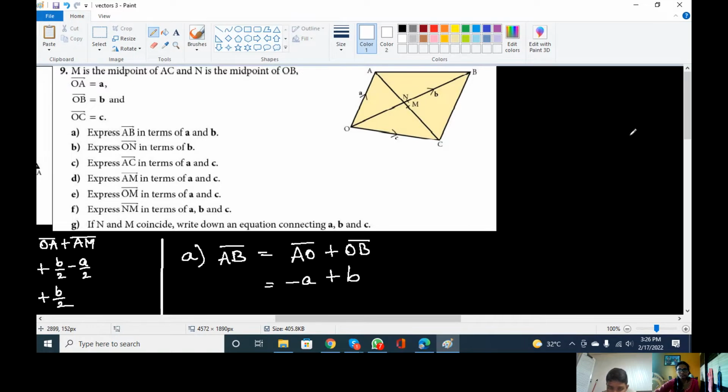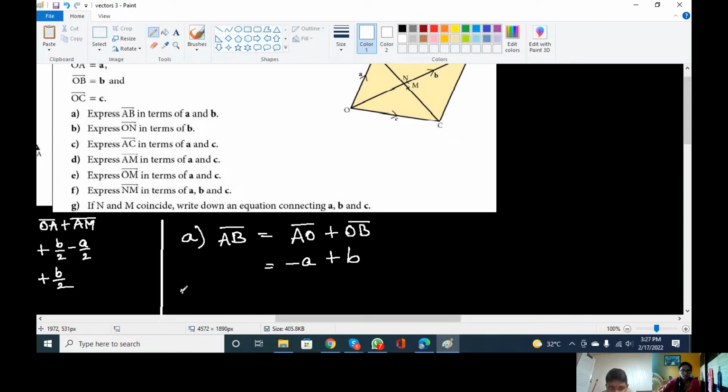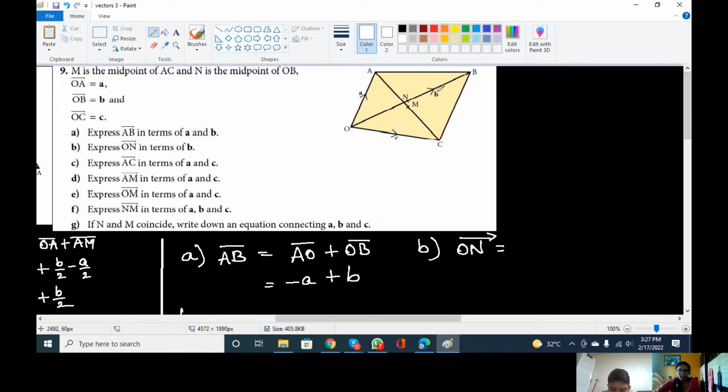Next, B bit, ON, O to the N. N is the midpoint of OB. Means OB is what? OB is B. So N is the half of OB, which gives you ON. So half of B. Right?